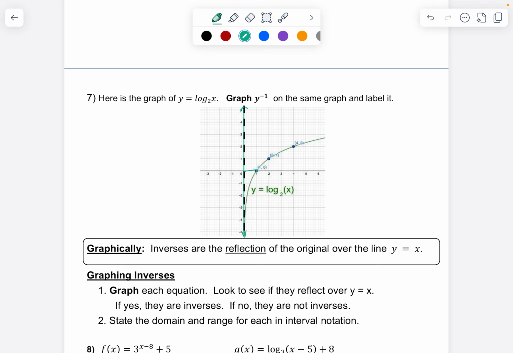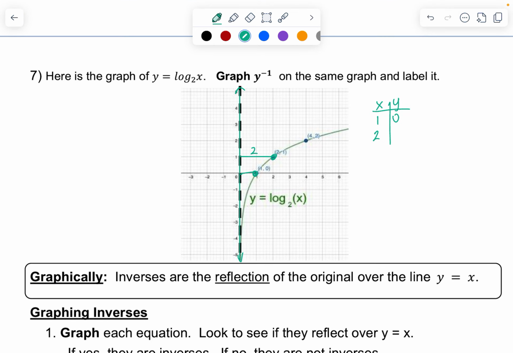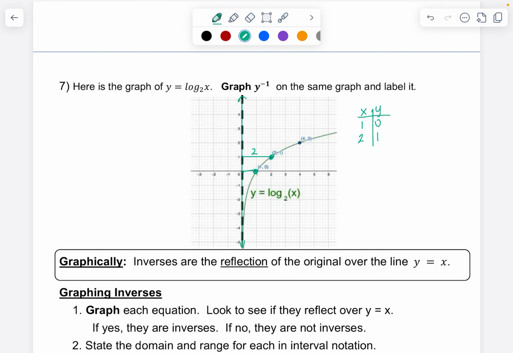His first point is his x-intercept, 1 away from the vertical asymptote, and his second point is the base away, which in this case is 2. And so we have 3 good points here, and to graph the exponential, we just need to take those points. So I'm going to put them in a table: 1, 0; 2, 1; and 4, 2. And so for the inverse function, the x and y's just switch. You always just switch the x and y.